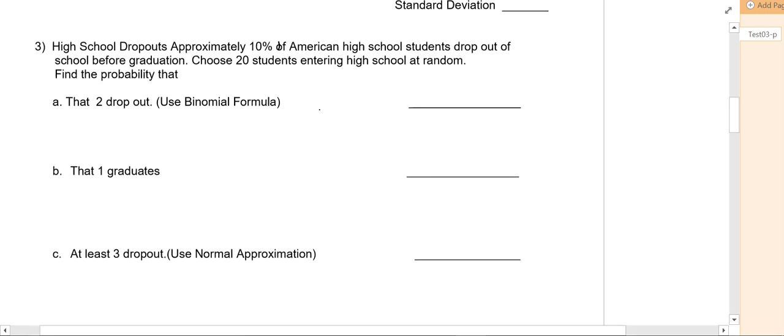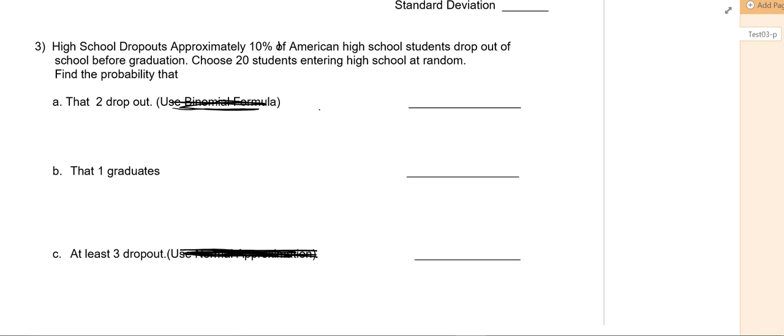I want you to read the problem. Notice you're not going to be given any of this on the test. This was for practice. It was telling you what to do. But this is a binomial distribution problem. Why? There are 2 things that can happen. I am picking students. I'm picking 20 students, so I'm doing something over and over again. I'm finding out if they graduated or did not graduate. So that is a binomial distribution problem.